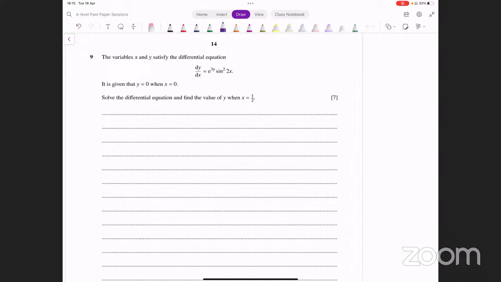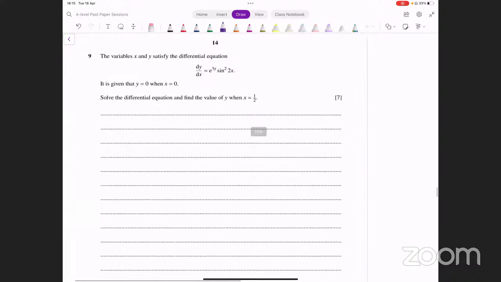Question number 9. It says dy over dx equals this. It is given that y equals 0 when x equals 0. We need to solve this differential equation and find the value of y when x equals 1 over 2. Let's solve this differential equation.